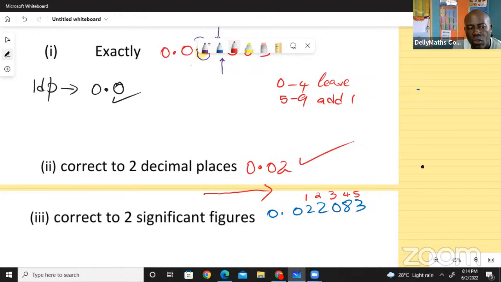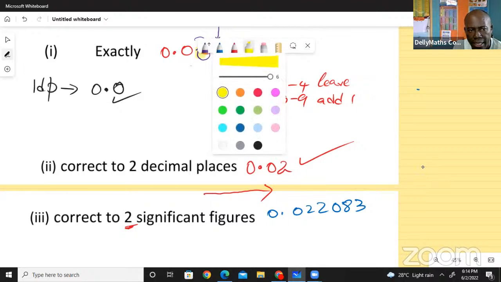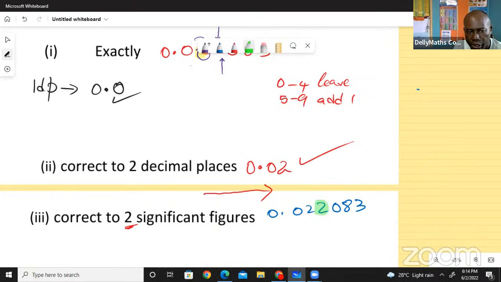But the question only wanted us to round off to 2 significant figures, which is what we're looking at. Watch. The second significant figure, let me put it in green, is the number 2 here. So we want to round off up to that because that's the second significant figure. But we still use the principle of rounding off. You look at the digit next door, and if the digit next door is in the 0 to 4 category, you leave the spot. This is in the 0 to 4 category, so we leave the spot again. So the answer is 0.022. And that is correct to 2 significant figures.